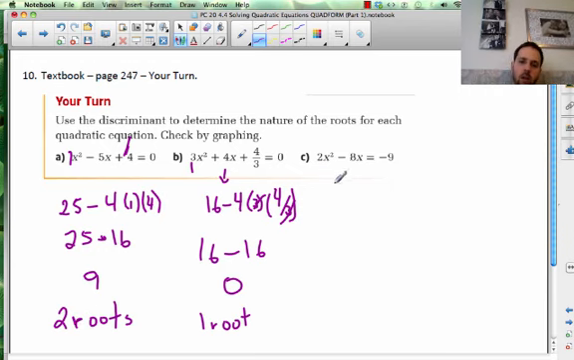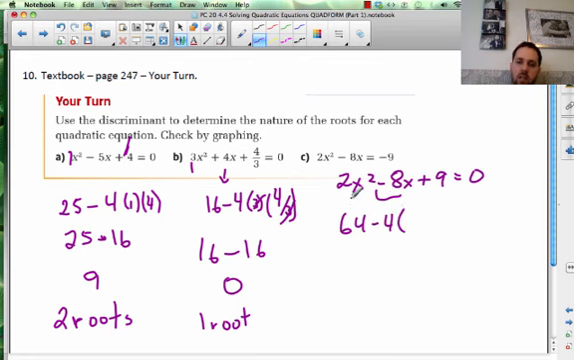Alright, now this one, again, make sure you have everything on the same side of the equals sign. So move that 9 over and flip the sign. And then test your discriminant again. B squared is negative 8 squared, which is 64, minus 4ac. A is 2. C is 9. So this is 64 minus. Now, 4 times 9 is 36. 36 times 2 is 72.